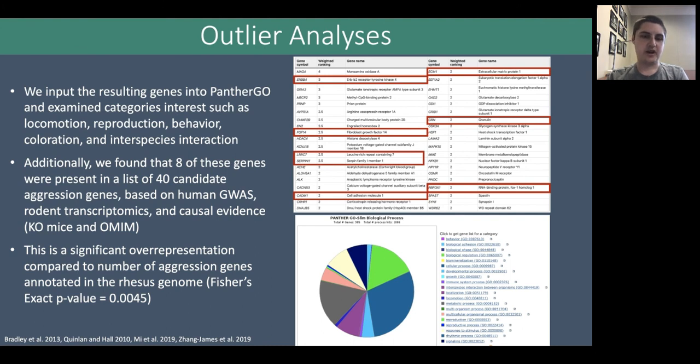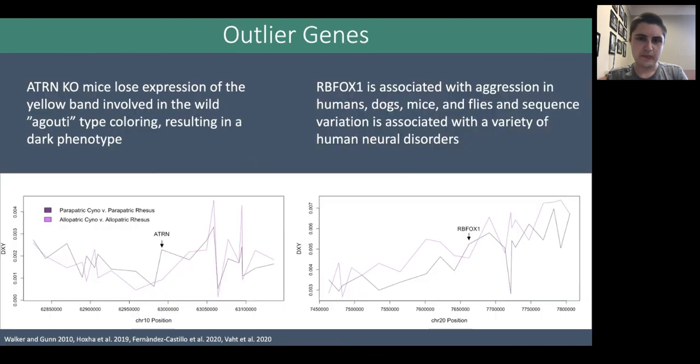But additionally, we found that 8 of these outlier genes were present in a list of 40 candidate aggression genes from a paper that compiled data from human GWAS, rodent transcriptomics, and causal evidence such as knockout mice and OMIM. And therefore, there's actually a significant overrepresentation of aggression genes in our data set as compared to the total number of aggression genes annotated in the rhesus genome.